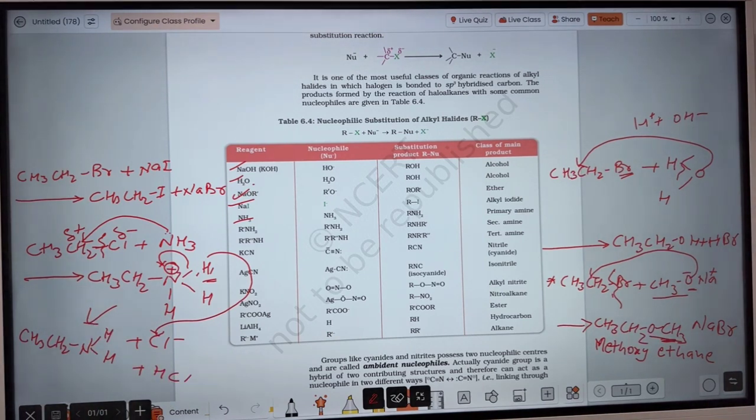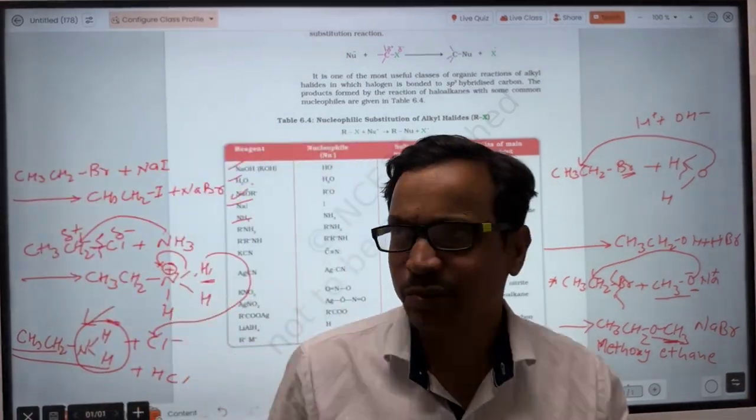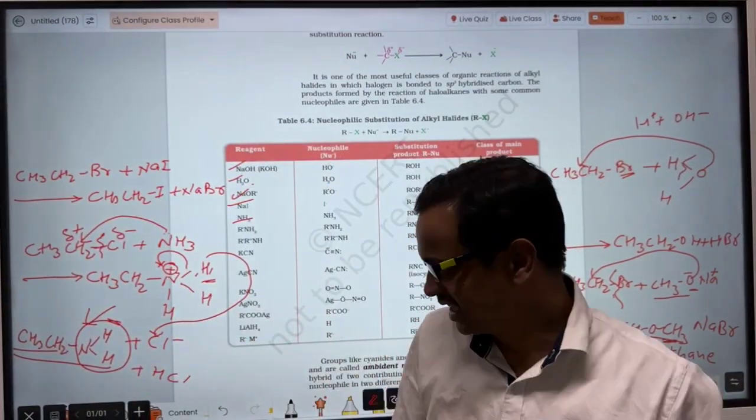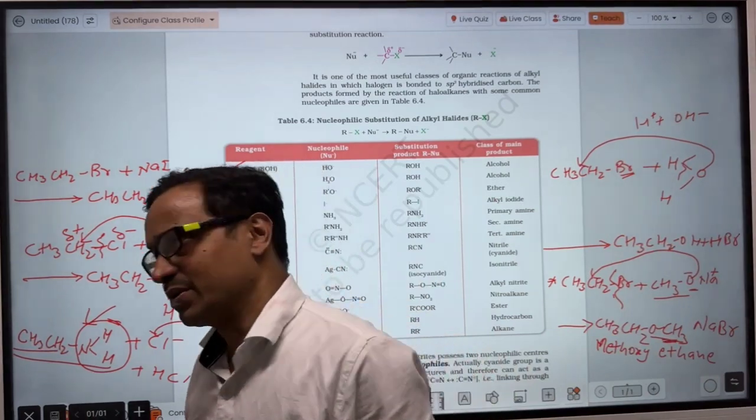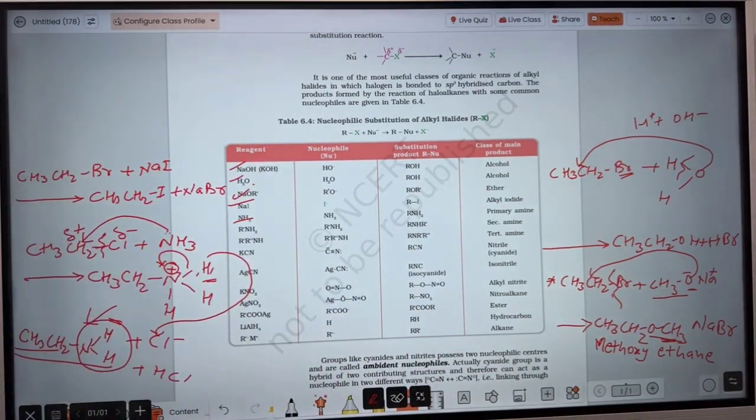What is its IUPAC name? So its IUPAC name will be: for NH2 we write amine, and here ethane. The E of ethane is a vowel, and the A of amine is also a vowel. Two vowels we don't write together during IUPAC nomenclature. So the E will be replaced by amine. So the IUPAC name will be ethanamine.